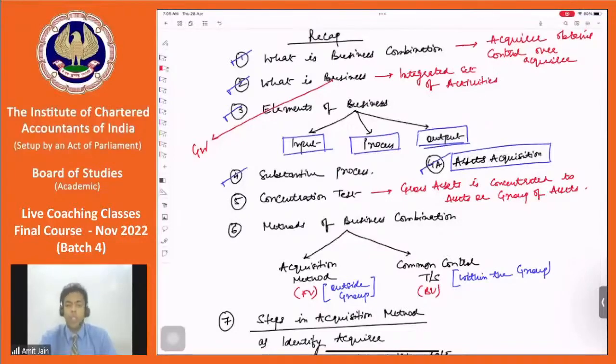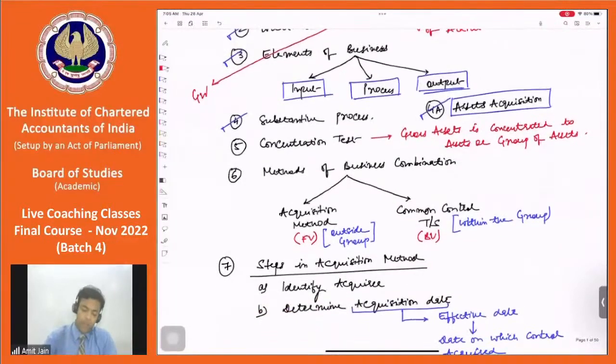We talked about transaction cost. We capitalize transaction cost in case of asset acquisition, but transaction cost needs to be charged to P&L in case of business combination, in case of consolidated financial statement. And we said in case of standalone financial statement, it will get capitalized in the value of investment as per Ind AS 27.